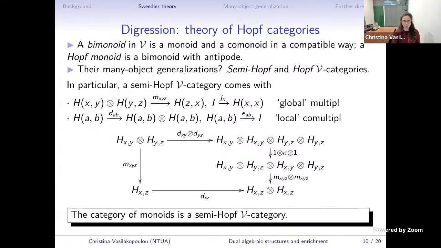And to just close off this slide, the previous result saying that monoids are enriched in comonoids gives us straight away that the category of monoids is a semi-Hopf category. Namely, the category of monoids can be viewed as a many object generalization of a bialgebra. It comes equipped with all these maps here using the universal measuring coalgebra functor. Okay, so that was a brief detour. I hope it wasn't too distracting, but it's good to connect different things together when we have the chance.